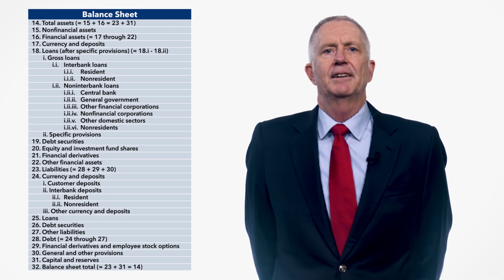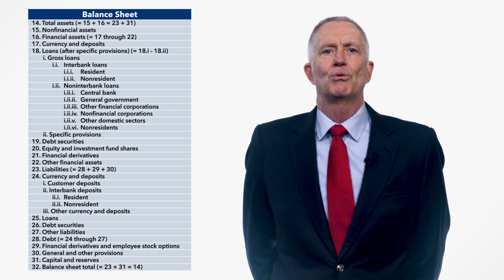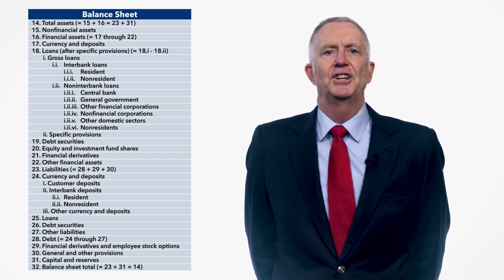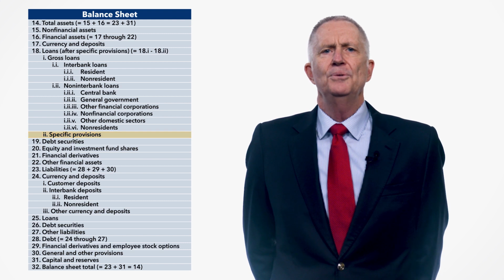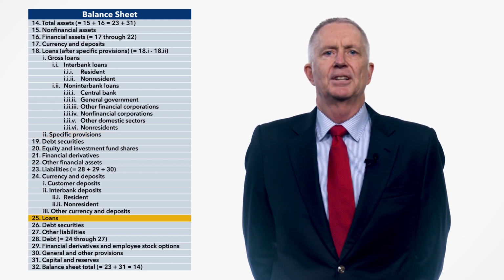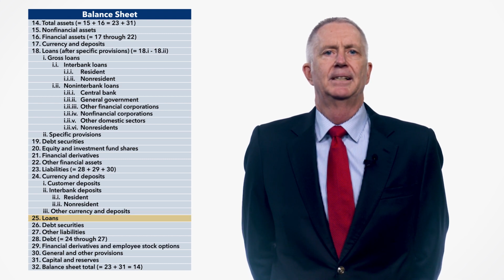The 2019 FSI's Guide recommends recording gross loans, less specific provisions, as a negative or contra asset item, line 18.II, on the balance sheet. Loans may also be a liability for a deposit taker, providing a funding source, line 25.